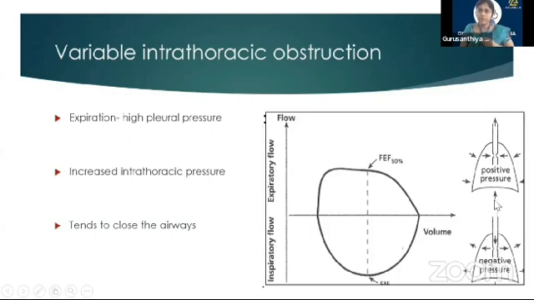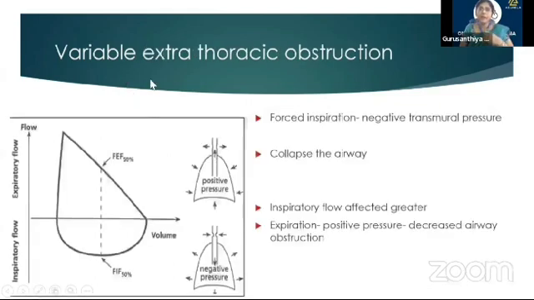But when there is expiration, it is actually a positive pressure compared to inspiration. So this compresses the airways, which are already compressed. That leads to flattening of the expiratory part of the curve. In other words, intrathoracic compression leads to flattening of expiration. Okay, clear? Next, variable extrathoracic obstruction.